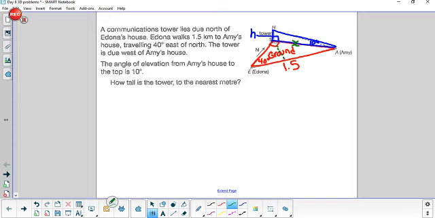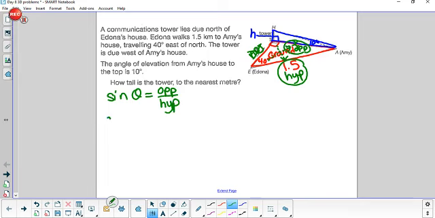So if we label this triangle on the ground, we have our hypotenuse. Across from the angle we know is our opposite. And then we have our adjacent. In this particular question, the adjacent doesn't help us. We know the hypotenuse. We're looking for the opposite. So we can use sine, because sine uses opposite and hypotenuse. We know the angle is 40. The opposite side is what we are looking for. The hypotenuse is 1.5.